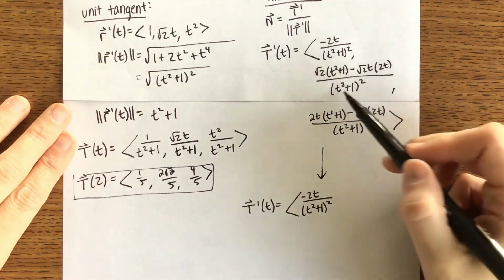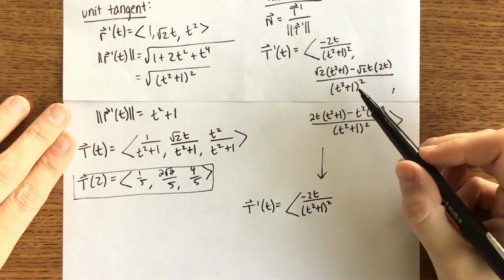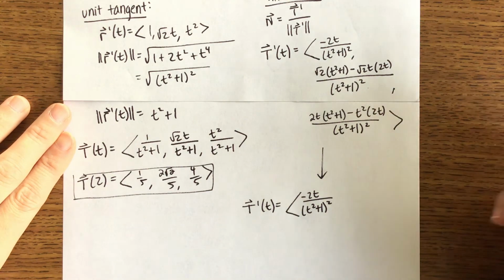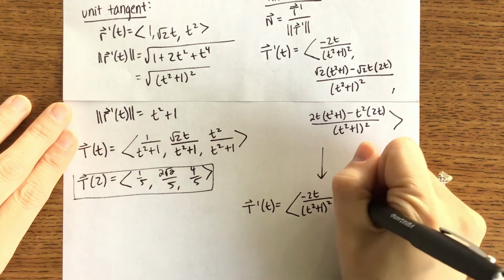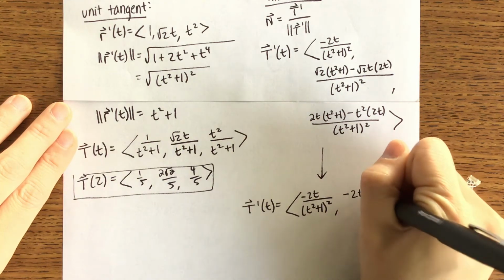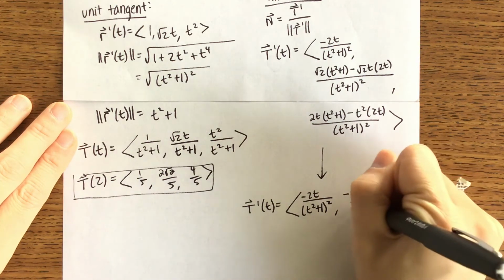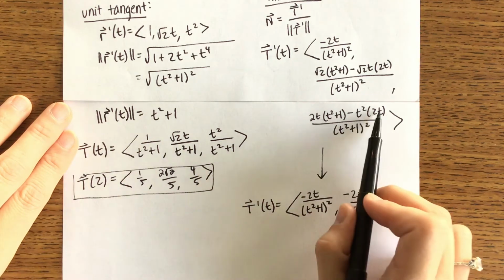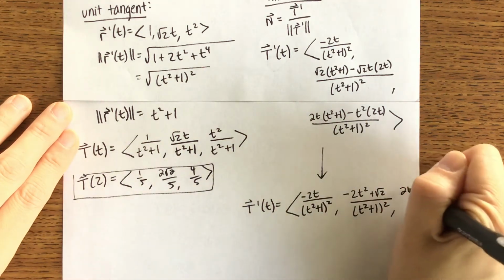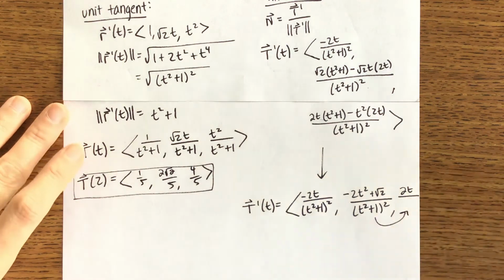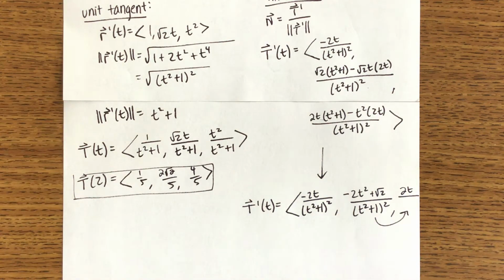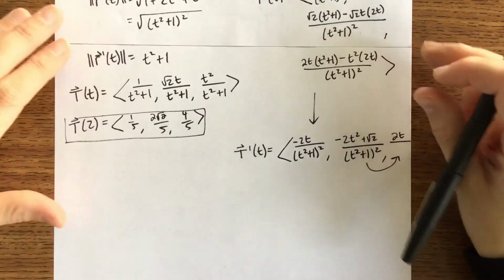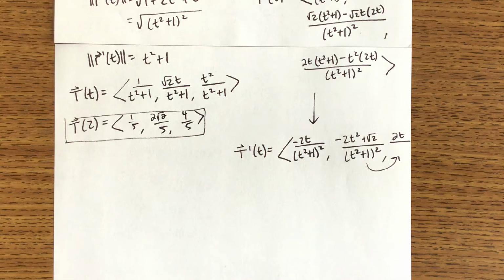If we look here, can I just tell you what it ends up being? You okay with that? It ends up being negative 2t squared plus root 2 all over t squared plus 1 squared. Here we get a 2t squared minus 2t squared, so we're just left with a 2t divided by that t squared plus 1 squared. Whew. Okay. What do we need to do next?